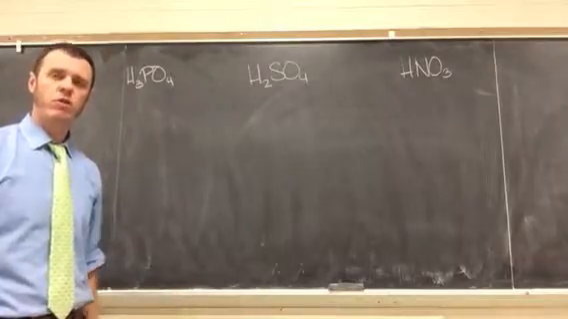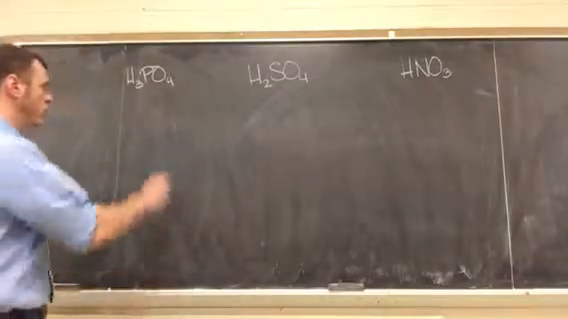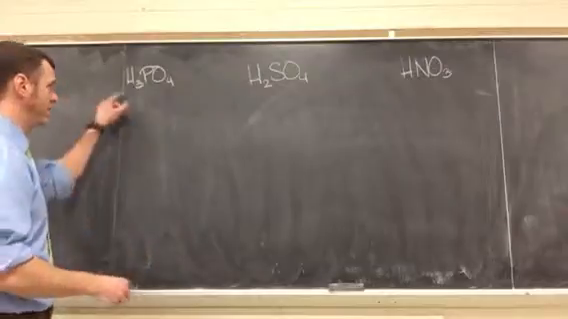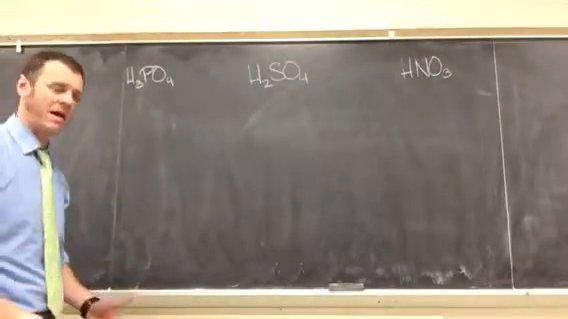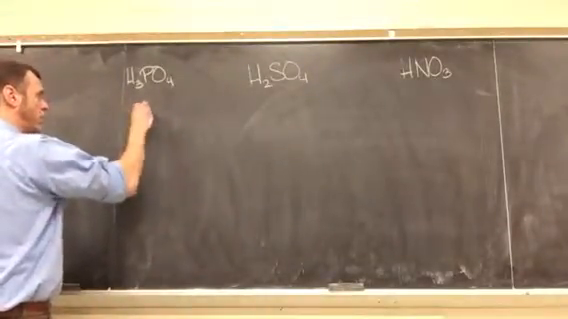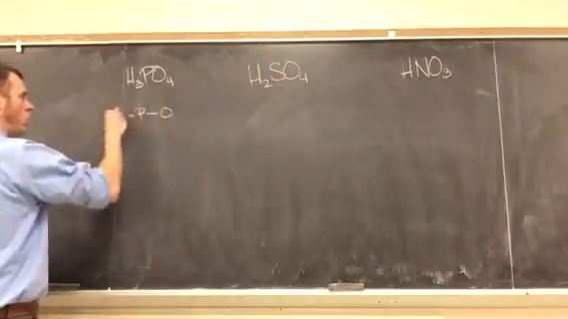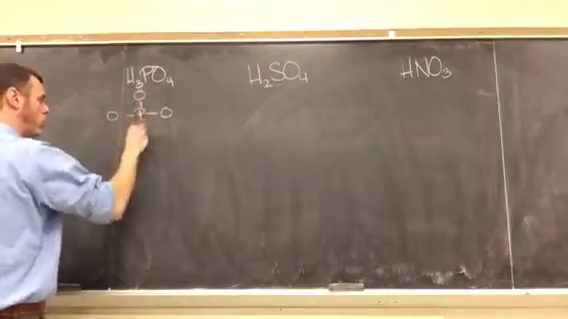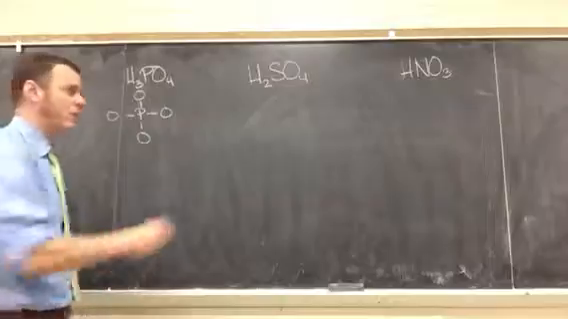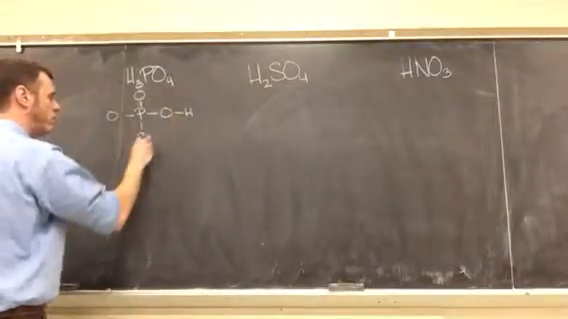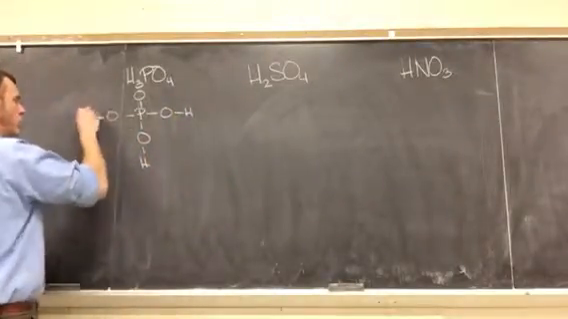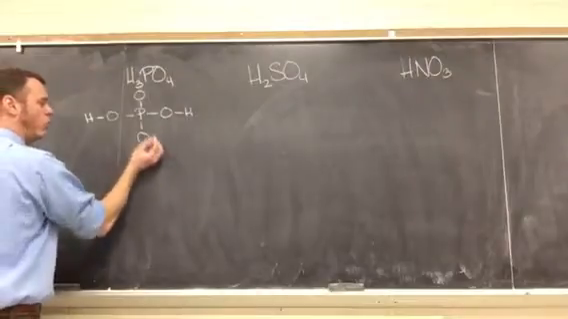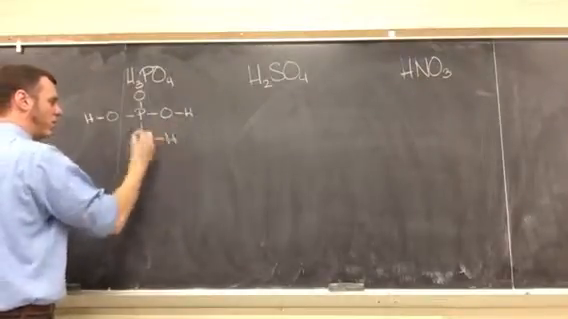The first thing we're going to do is draw the Lewis structure. And so the way that acids work is these H's are actually attached to some oxygens. So we have phosphorus here with an O, O, O, and an O. And those three hydrogens are attached to three different O's. So it looks something like this. Actually, I'm going to move this one to the side to give myself a little bit more room.